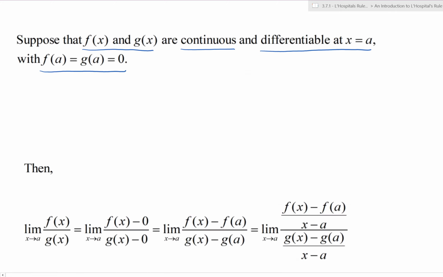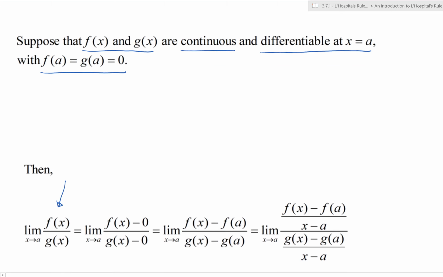Then, if you go ahead and just take a look at this limit as x goes to a of f of x divided by g of x, well, if I just go ahead and subtract 0 in the numerator and denominator, I've changed nothing. So it's actually the same as the limit as x goes to a of f of x minus 0 divided by g of x minus 0. But f of a and g of a are both assumed to be 0. So this limit is the same as the limit as x goes to a of f of x minus f of a divided by g of x minus g of a.